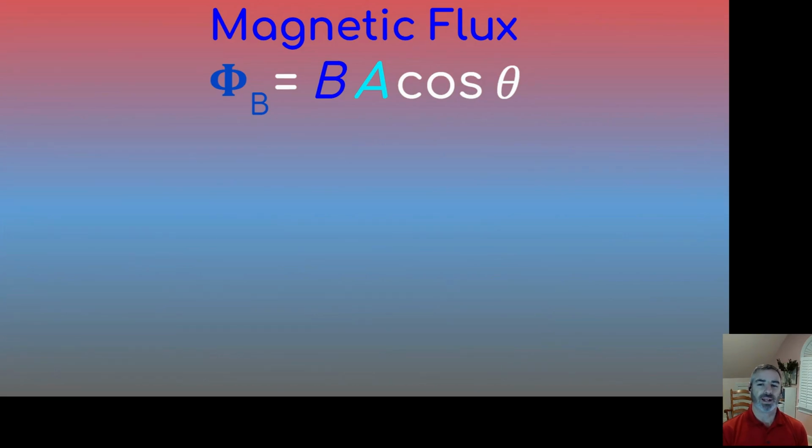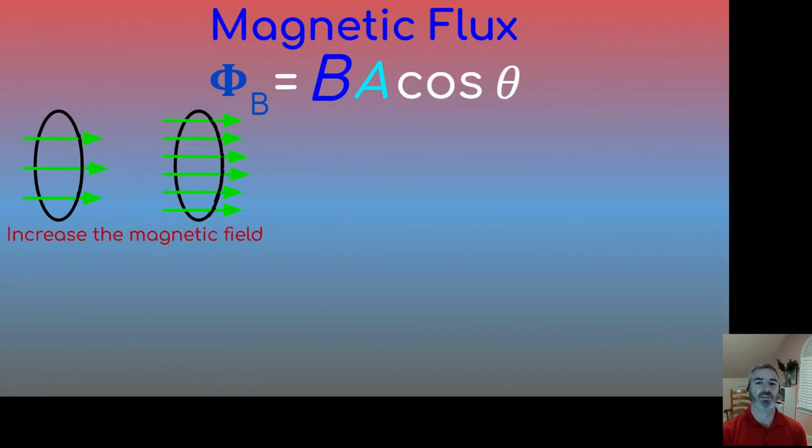Now, examples of magnetic flux. We have a cross-sectional area and a magnetic field, and if we increase that magnetic field, we can see that the number of field lines that go through that cross-sectional area increases. So that's an increase in flux. The stronger the magnetic field, the stronger the flux, and vice versa. The weaker the magnetic field, the lesser the magnetic flux.